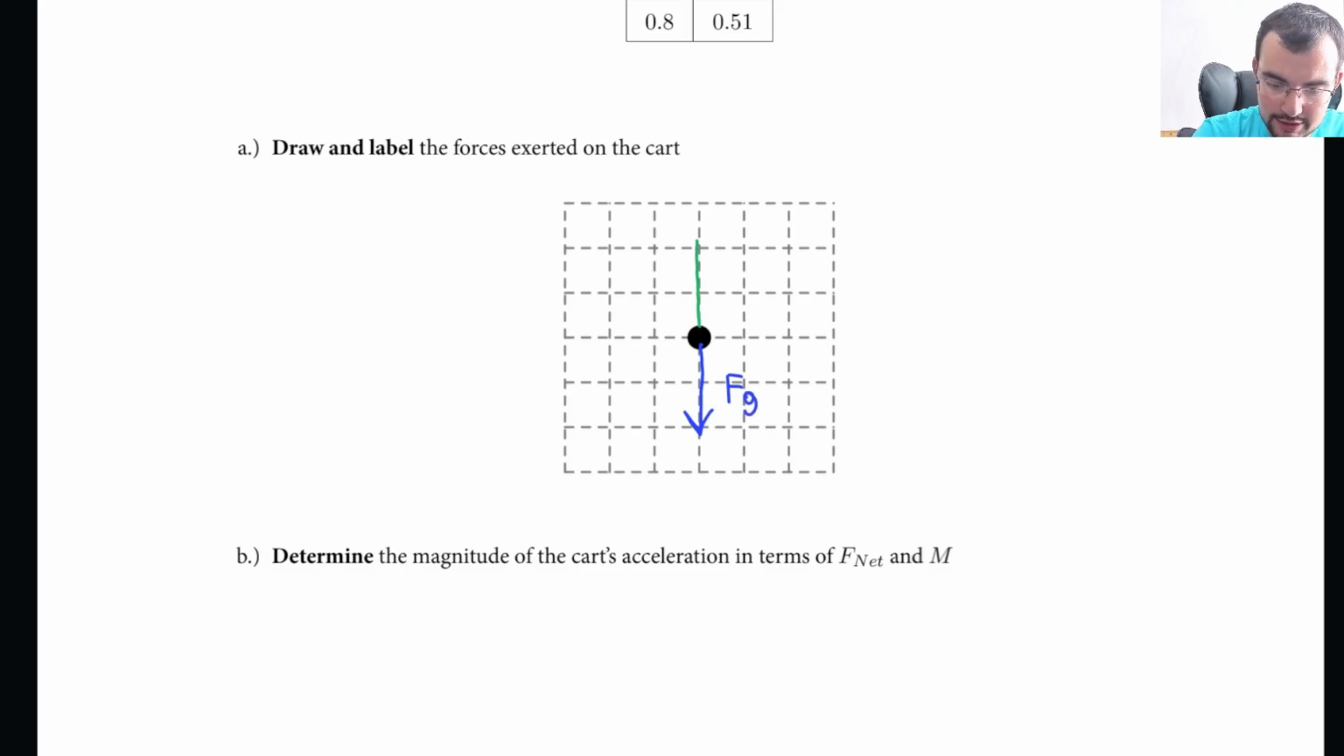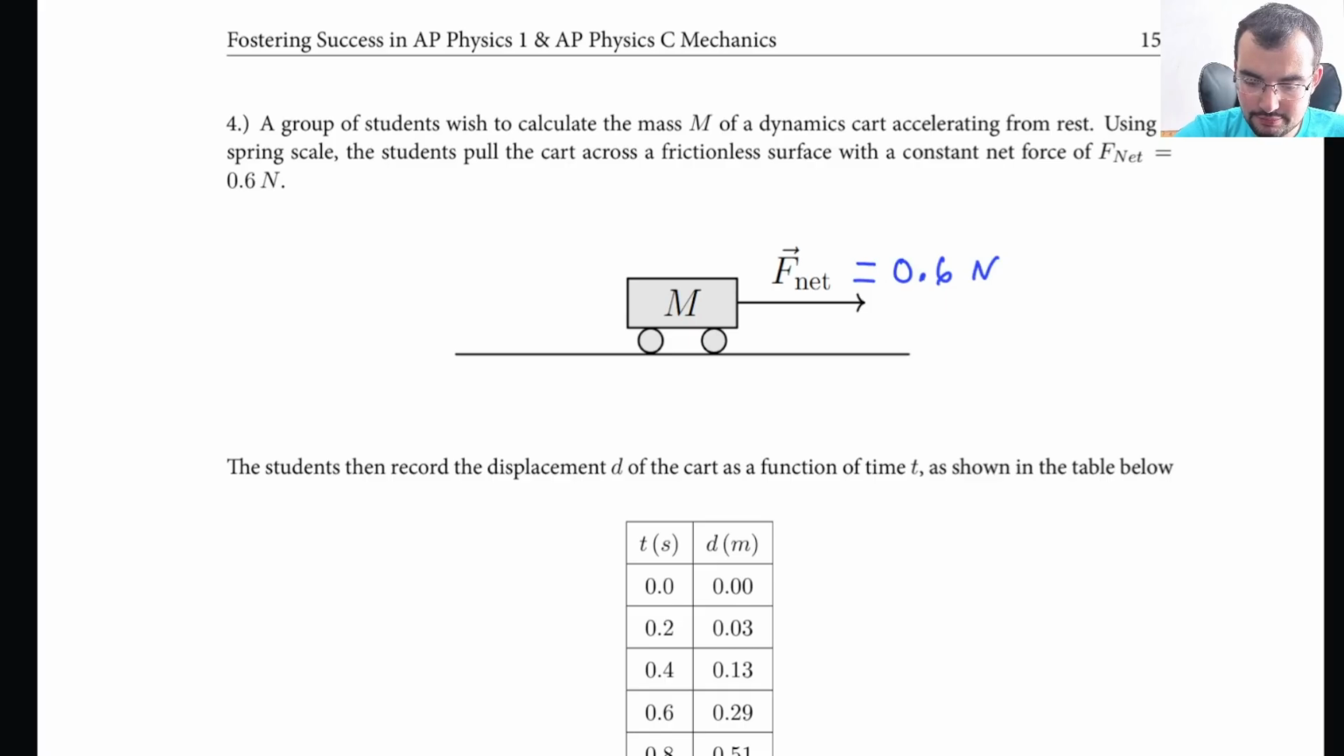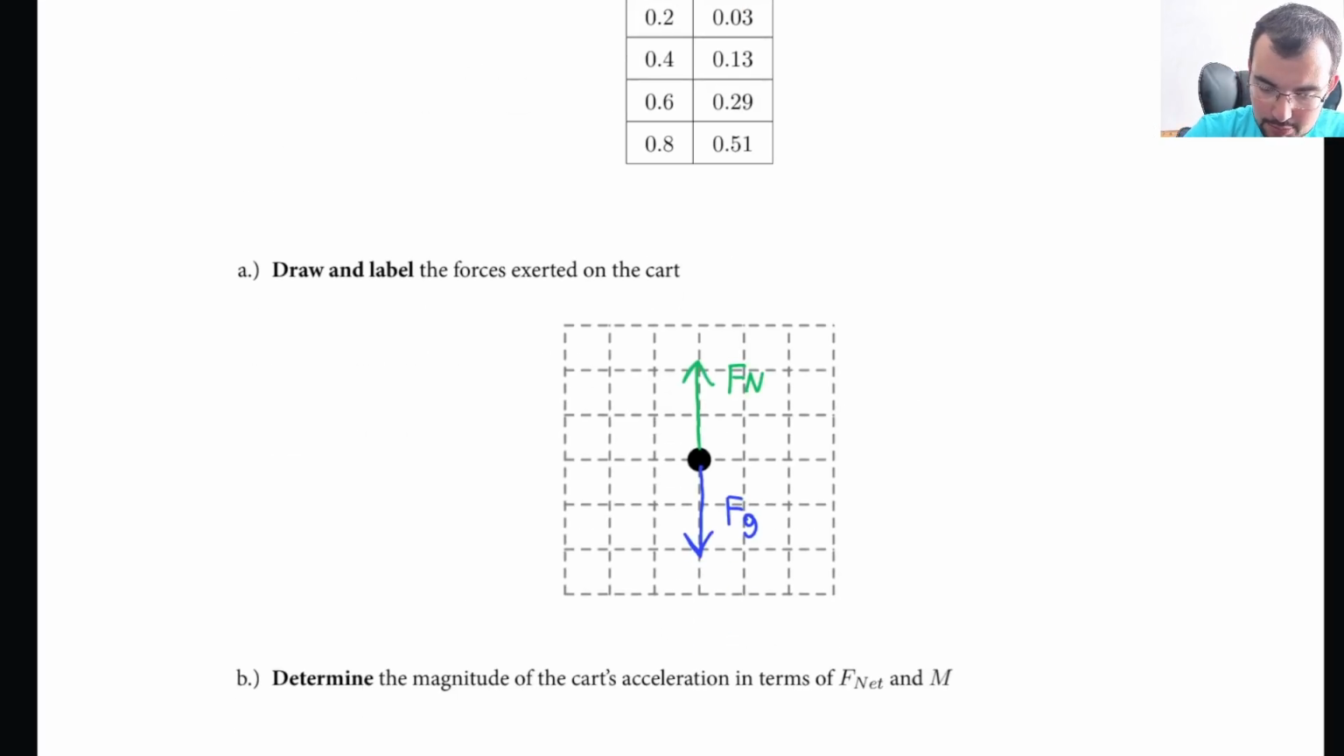The cart is not falling into the center of the Earth, so there is a balancing force, and it's the normal force in this case. And then it's being pulled to the right. So there will be a rightwards pull, which I'm just going to call F pull, because F net is not an actual force. So I don't want to call that F net on my diagram. I'm just going to call it F of the pull.